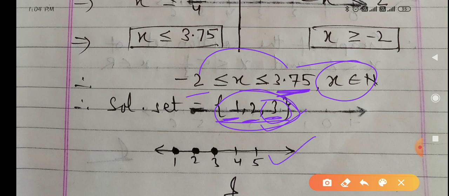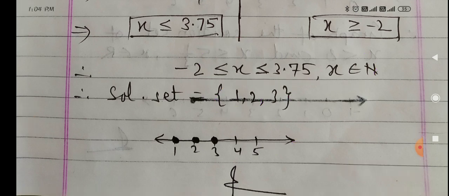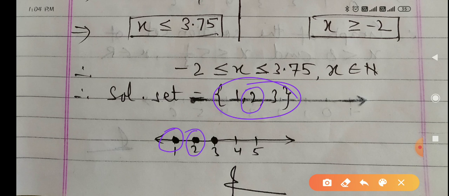Now you can take these values on the number line. So this time it is the case of natural numbers, again I am telling you. So only the numbers which are coming in the solution set you have to dark. So 1 is coming, so 1 you dark, 2 is coming, 2 you make it dark, 3 is coming, 3 you make it dark on the number line. So this is the solution of this question.